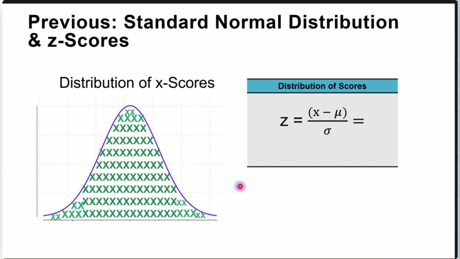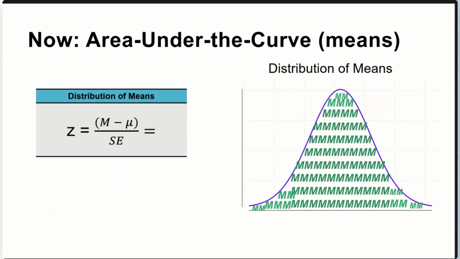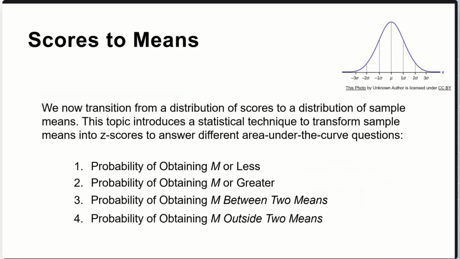Now what we're talking about in this topic is taking an individual mean and putting it into the z-score formula. It looks a little bit similar to what we did previously, but what we're doing is transforming the mean into a z-score and answering the same questions. You'll notice that there's a different term in the z-score formula, which is the standard error of the mean, which we'll talk about in another video. So we're transitioning again from a distribution of scores into a distribution of sample means.